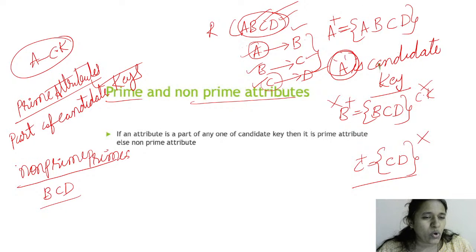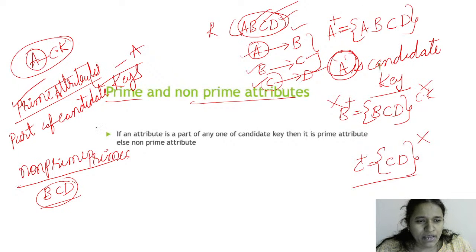Okay, friends, before going to second normal form, we should have a clear idea of what the prime attributes and non-prime attributes are. I hope you understand. Prime attributes are those attributes which are part of candidate keys. In this relation, only A is the candidate key. That's why A is the prime attribute. B, C, D are the non-prime attributes.